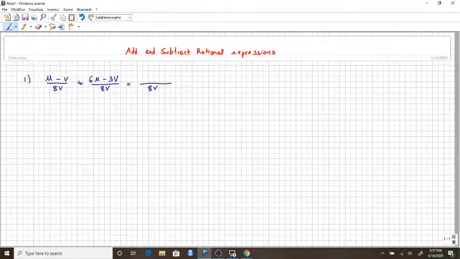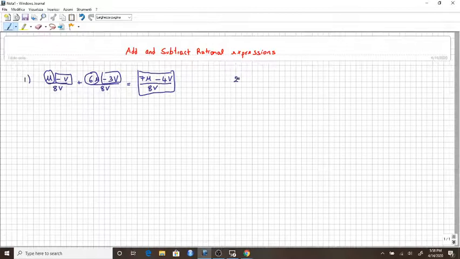And notice that we have a plus between the two fractions, which means that we need to add. So 1u plus 6u ends up to be 7u. And then we have negative v minus 3v, so negative v plus negative 3v. It's like saying negative 1 plus negative 3, which is negative 4. So we end up with a negative 4v. And this expression cannot be simplified. So this is your final sum of the two rational expressions.